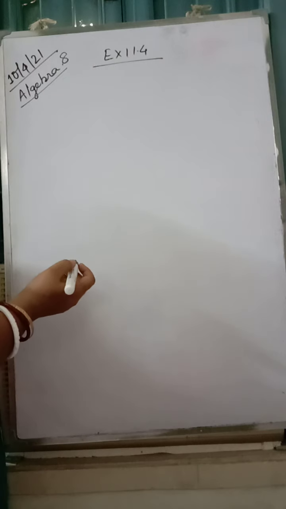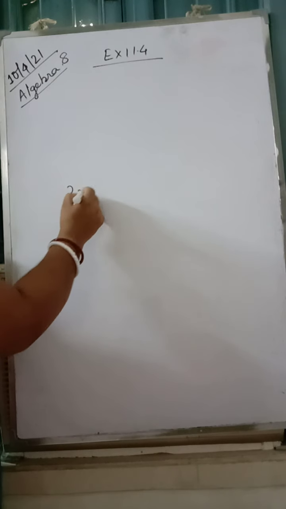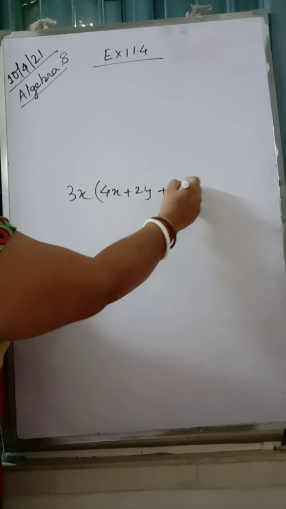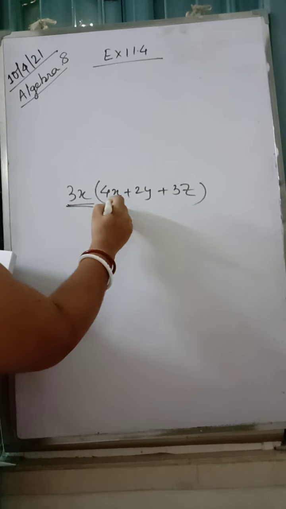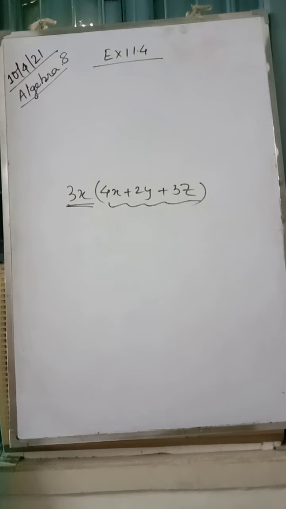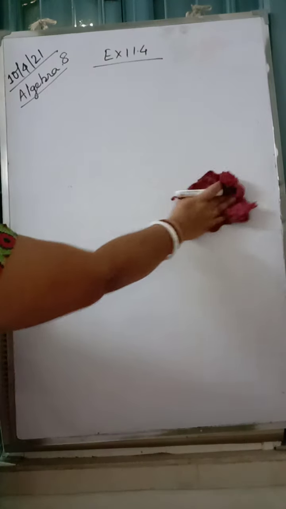Here you have to multiply binomial with binomial. Till now we were multiplying monomials with binomials, trinomials and polynomials, is it? Till now you have learned sums like 3x(4x + 2y + 3z). So this monomial was multiplied with a trinomial. Now in this exercise 11.4 we are going to multiply binomial with binomial.